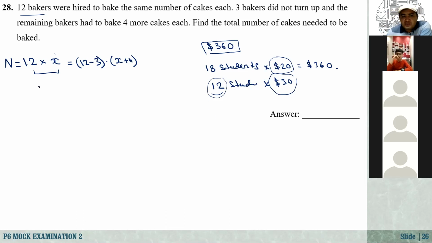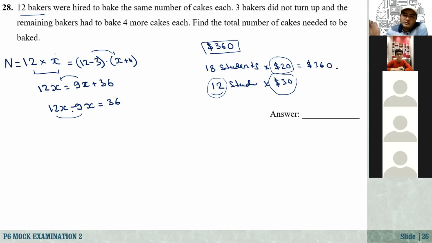So same thing like this. Now if you form the equation: 12x, 12 minus 3 is 9, so 9 times x, it is 9x, plus 9 times 4, it is 36. Now, if you take it to the left-hand side, it changes sign, right? 12x minus 9x is equal to 36. What is 12x minus 9x? It's like 12 apples minus 9 apples, right? How many apples are left? It is 3x. What is 36? It is 3 times 12. So 3 times x equals 3 times 12. That means x should be equal to 12, right? And that is the first step.